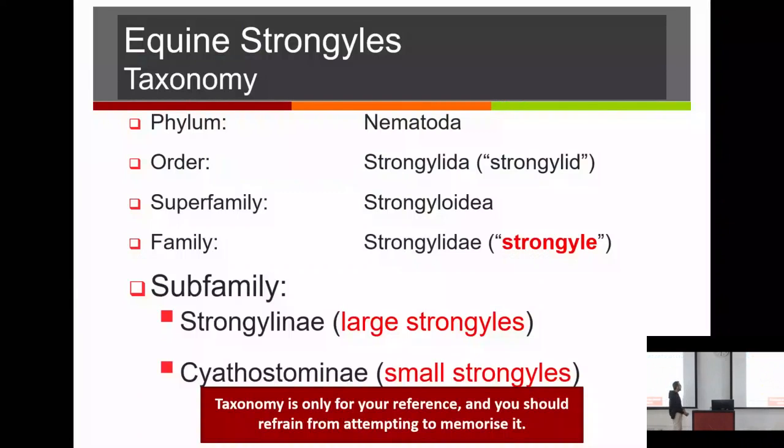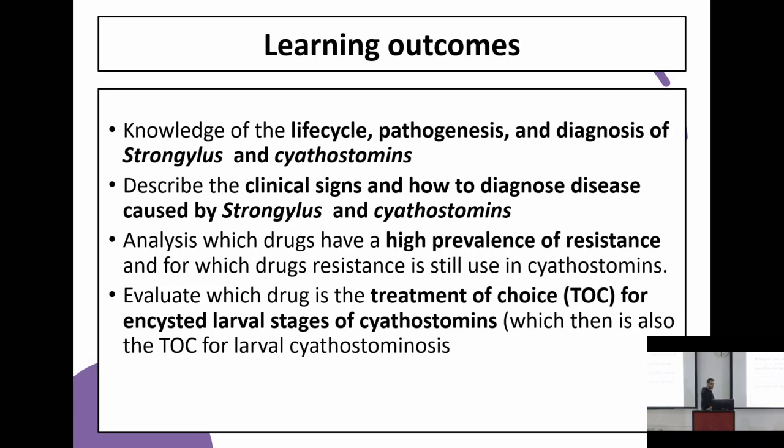So you don't need to memorize all this taxonomy. The most important point here is that today we will cover large and small Strongyles. So the learning outcomes: you will get the knowledge of the life cycle, diagnosis, and pathogenesis of the small and large Strongyles, where we cover the Strongylus species as well as Cyathostomum species. So you will get an understanding of the clinical signs and how to diagnose these small and large Strongyles.